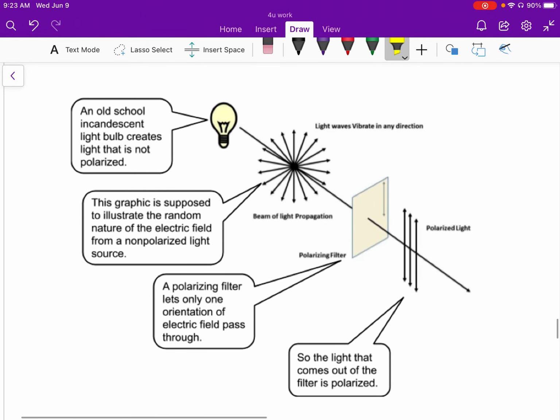This graphic shows an old school incandescent light bulb, you might not even have any of those in your house anymore. Maybe look inside your oven. If you've got an oven light, they tend to be old school incandescents. Inside your fridge, maybe an old school incandescent, but probably LED now.